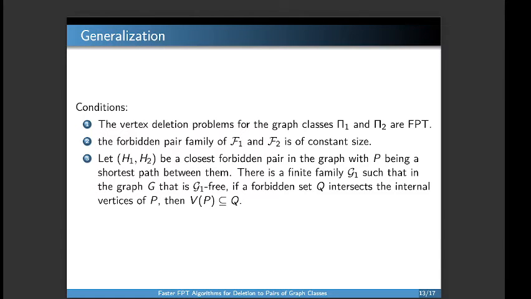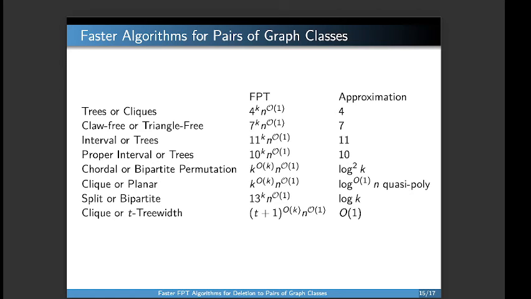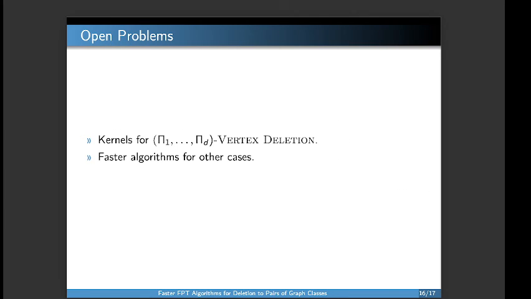Then we managed to generalize this idea to a lot of pairs of graph classes satisfying three conditions. We don't go into that, but the idea is these conditions allow us to branch on these pairs of graphs, and after that we can just apply algorithms corresponding to the individual deletion problems. And these are the examples that are covered by our algorithm. So we managed to give faster FPT algorithms, and we also managed to give good approximation algorithms for these pairs of graph classes. And the open problem is to find kernels for these kinds of scattered graph class deletion problems, and to obtain faster algorithms for other examples.